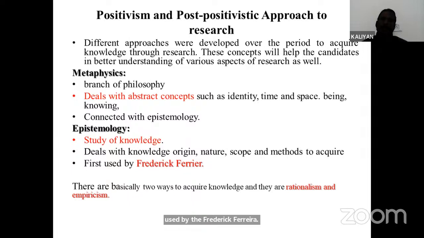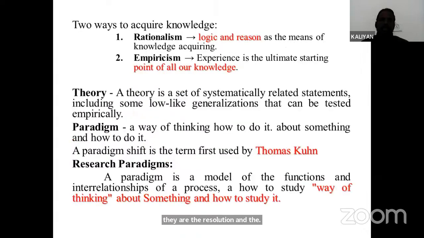There is another philosophical concept, that is ontology. Ontology means the study of reality or the study of what is being. So that is the ontology. These three concepts are used in research methodology. Basically, there are two ways to acquire knowledge, rationalism and empiricism. Rationalism means logic and reason. So acquiring knowledge through logic and reason. Empiricism is experience, lived experience. So all our knowledge is acquired by experience.